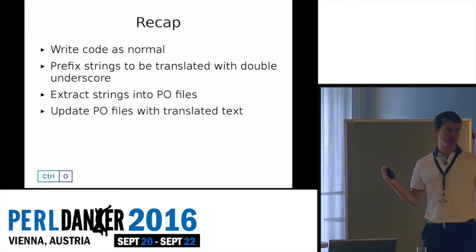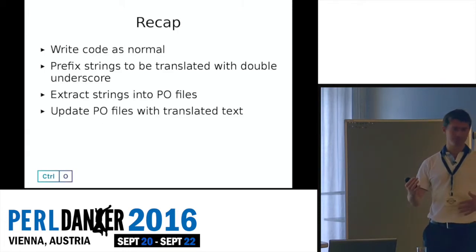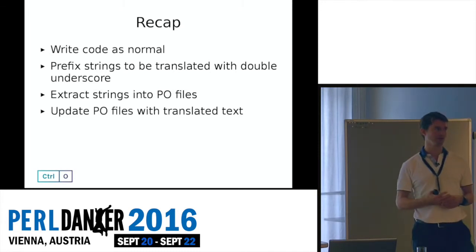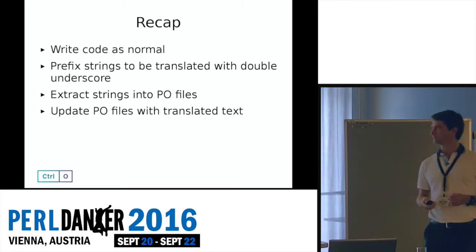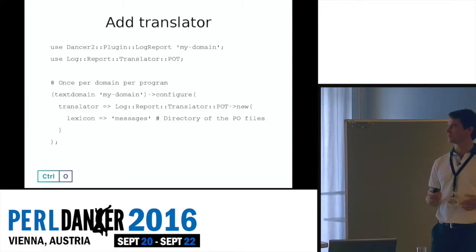So just a quick recap on what I've done so far. Write your code as normal, add the double underscore to all your strings, extract all those strings out of your application into PO files, and then update those PO files with the translated text. So now, how do we actually use those?